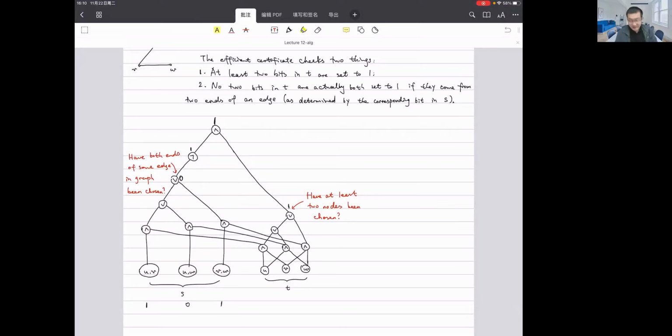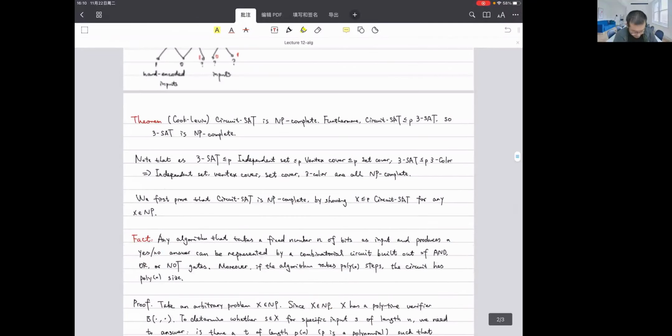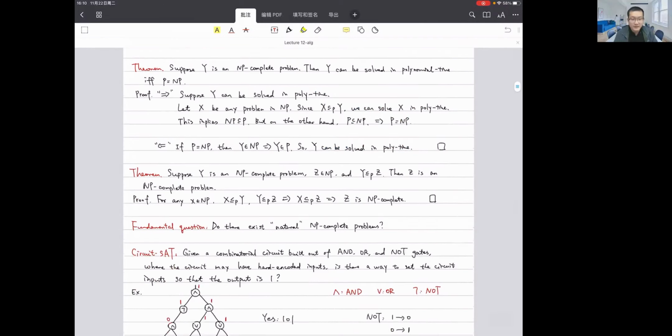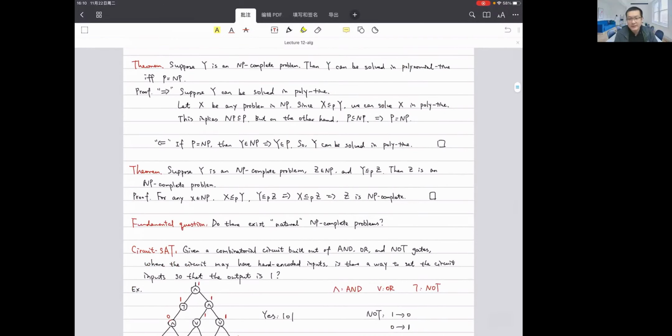So basically, in the last hour, we have been further talking about the details of NP completeness. We have two theorems that we showed: in general, you can solve an NP-complete problem in polynomial time if and only if P equals NP.